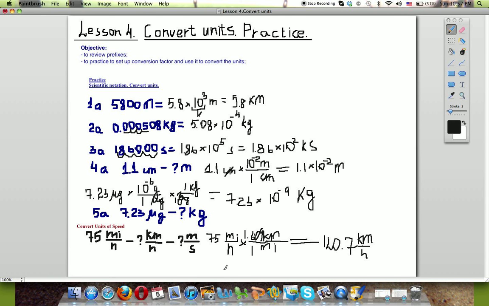Okay. So to change meters per second, we will have to change kilometers to meters and seconds to hours. And I will do one more recording in a second video to show how to do that.